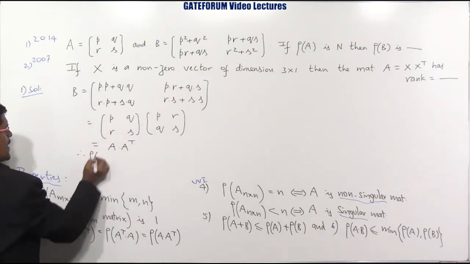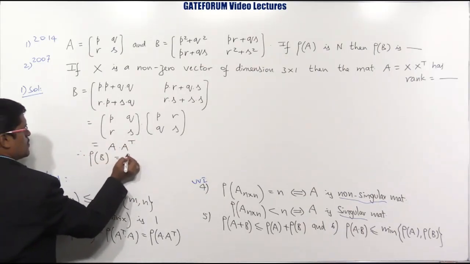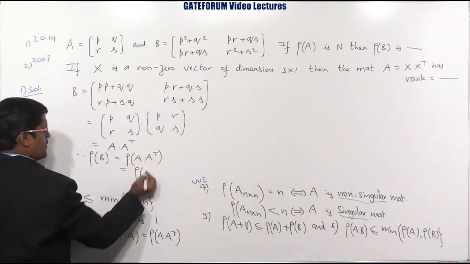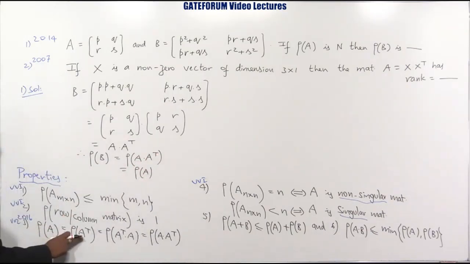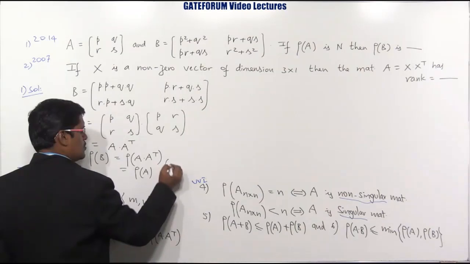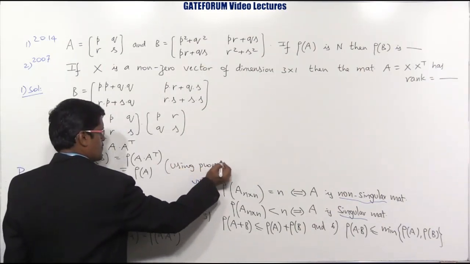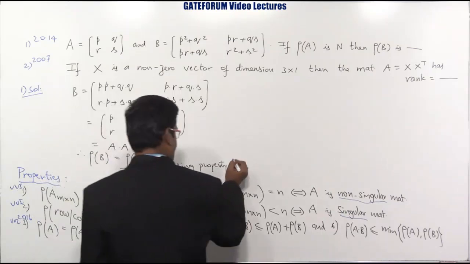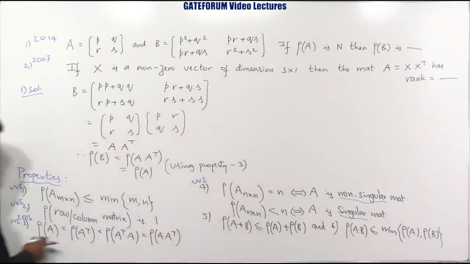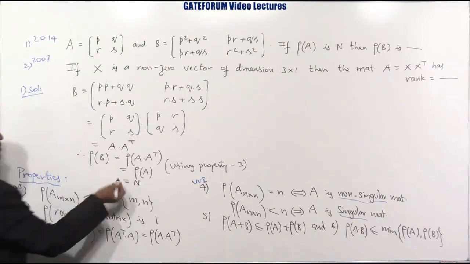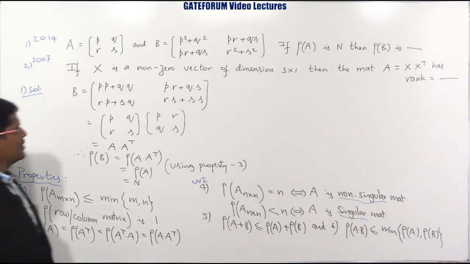Therefore, rank B, the quotient requires, is equal to rank of A into A transpose, which is nothing but rank A. Why? A, A into A transpose, A transpose into A, all these four matrices have the same ranks. Okay? Using property 3. Just refer property 3. So, rank A is already given N. So, rank B is also N. Okay? Next.